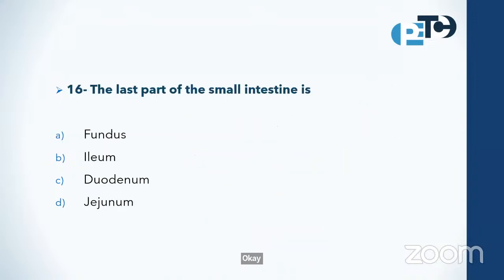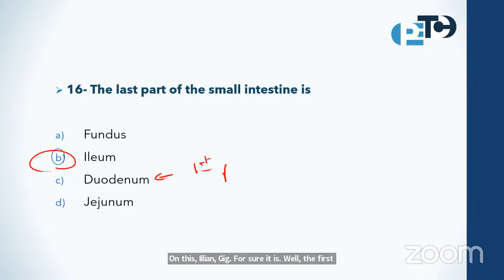The last part of the small intestine is called: fundus, ileum, jejunum? For sure it is ileum. While the first part is called duodenum. This is the first part.